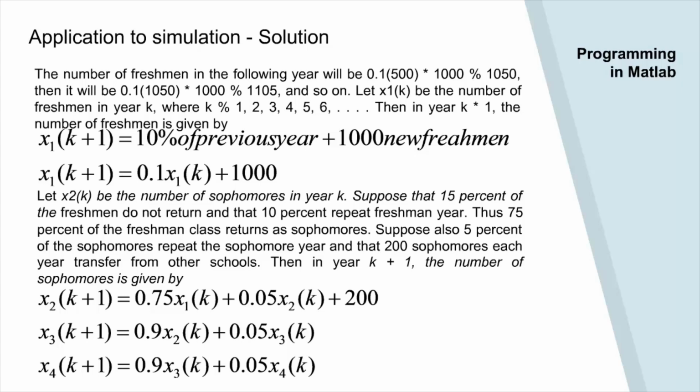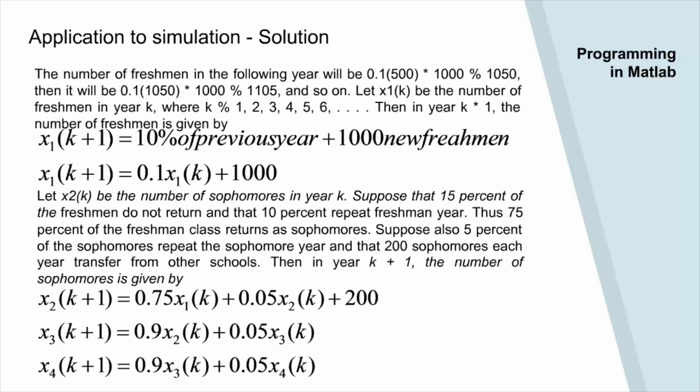Let x2(k) be the number of sophomores in year k. Suppose that 15% of the freshmen do not return and 10% repeat freshman year. Thus 75% of the freshman class will return as sophomores. Suppose also 5% of the sophomores repeat the sophomore year and that 200 sophomores each year transfer to or from other schools. Then in year k+1, the number of sophomores will be given by x2(k+1) = 0.75 x1(k) + 0.05 x2(k) + 200.